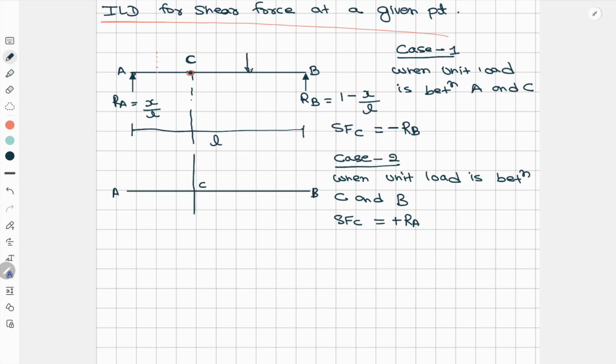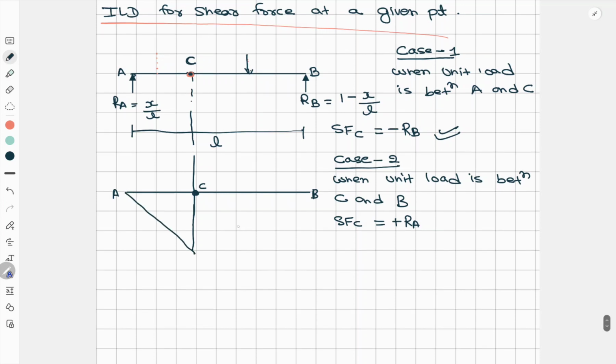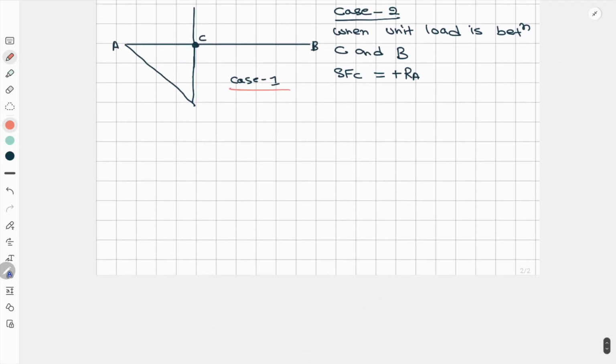Now for case 1, the shear force at C, when the load is in between A and C, is minus RB. So minus RB at this point will go downwards, and it was for A and C. So just join like this. So this is for case 1. Now we have to draw for case 2.